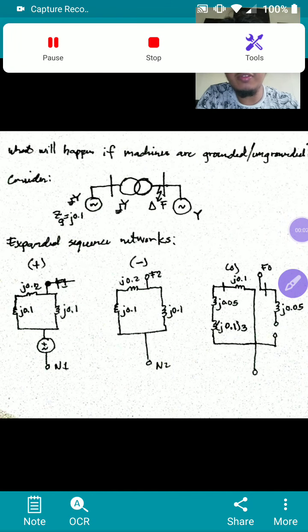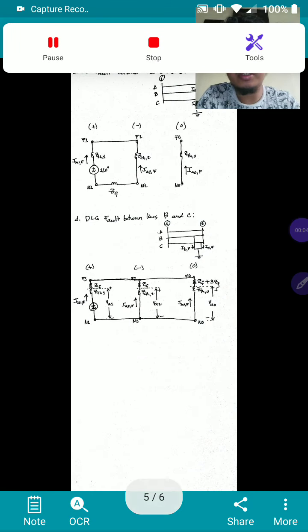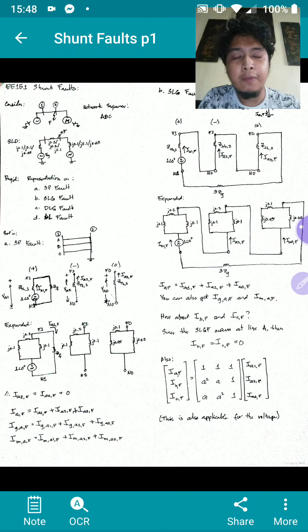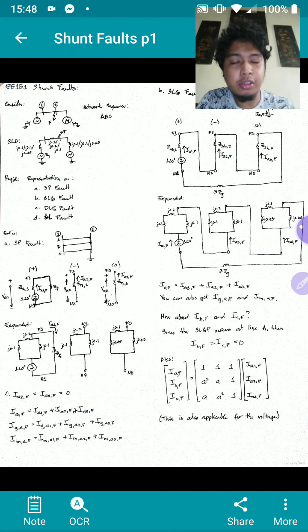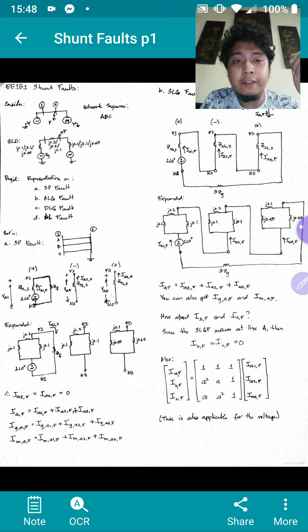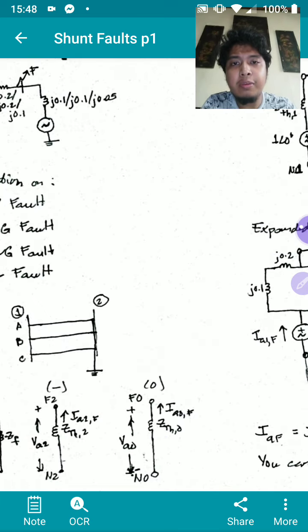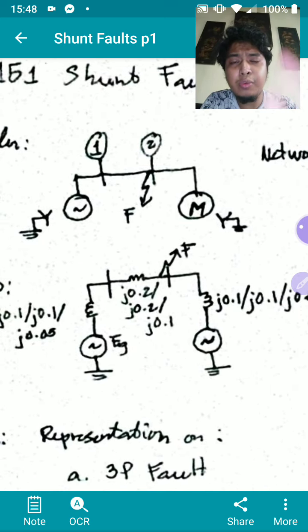Hello. So in my previous video, we talked about this example on shunt faults. I basically showed you how to represent each of the four shunt faults using the three symmetrical components and their expanded forms, and how to compute the fault currents on line A, line B, and line C. Now, in that example, I used this system with a line connecting 1 and 2 and two machines that are both grounded.